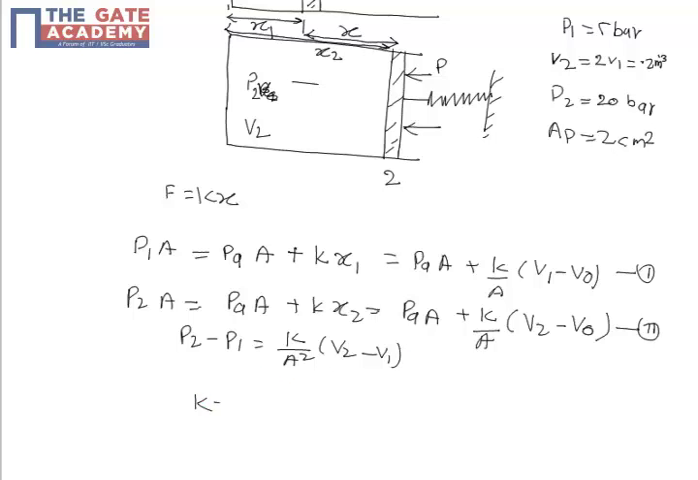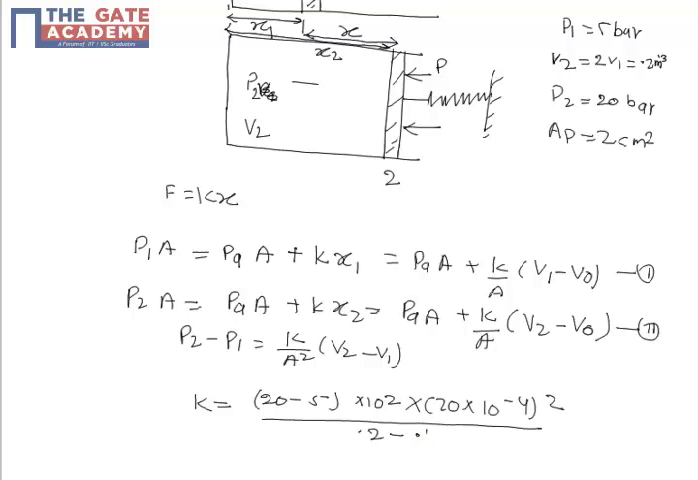So K is equal to 20 minus 5, into 10 to the power 2, into 20 into 10 to the power minus 4, whole squared, divided by 0.2 minus 0.1, that is equal to 60 Newton per meter. So the value of K is 60 Newton per meter. Okay, this is a very important question from the point of view of GATE. Thank you.